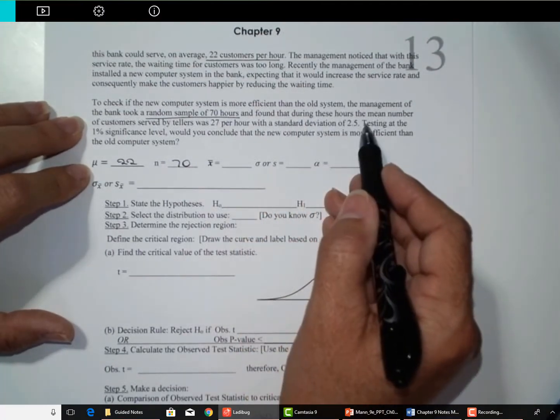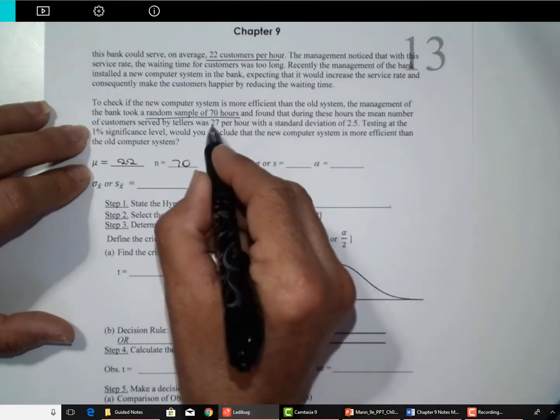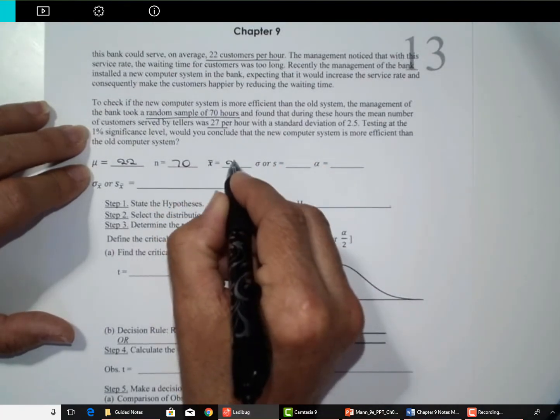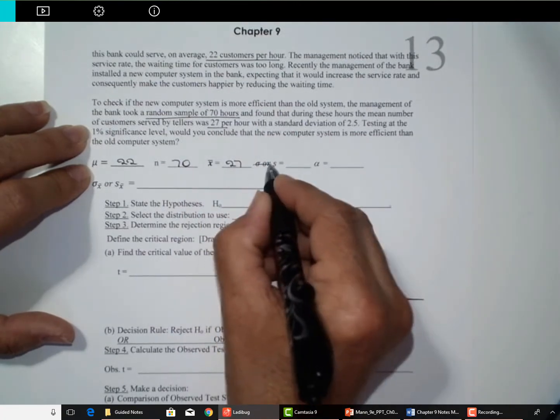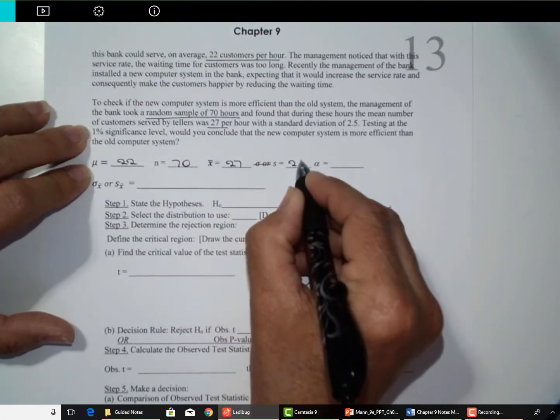They found during these hours, the mean of customers served was 27. That's their sample mean. And they had a standard deviation. Notice they didn't say anything about population in there, so it is the sample standard deviation of 2.5.